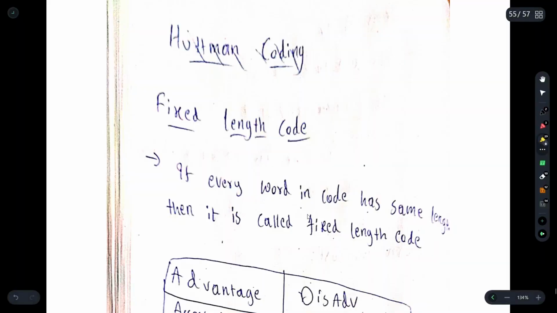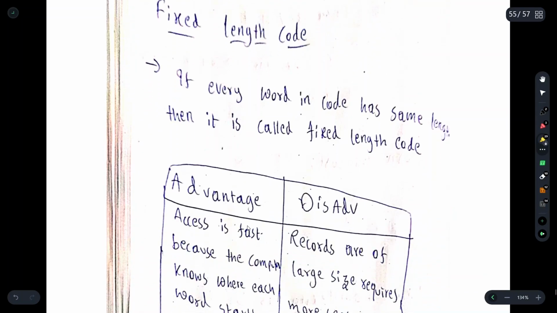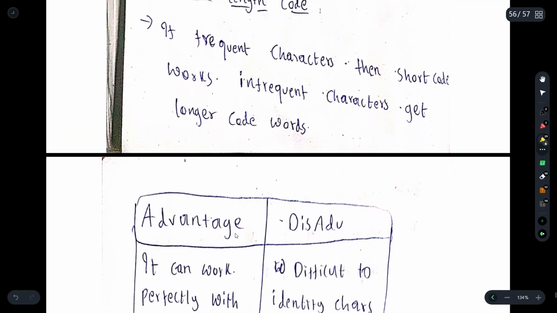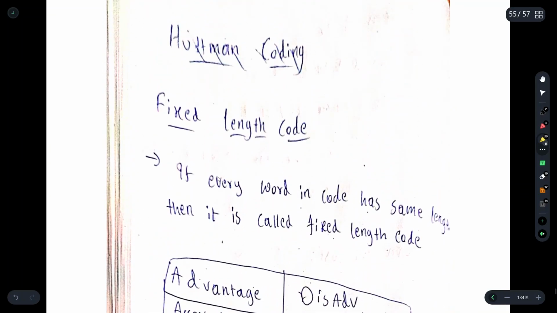Yeah. So now we came almost to the final concept. Now we are going to discuss Huffman coding. Before discussing Huffman coding, we need to remember two concepts, that is fixed length code and variable length code. So I will discuss it now.